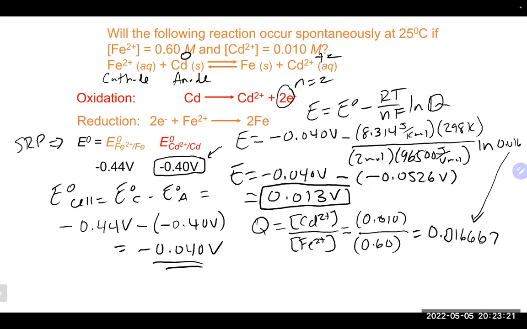Any questions on the Nernst equation? Yes. That is everything that's on the right-hand side here. So all that, I took the natural log of 0.01666 and then times it by 8.314 and times it by 298 and then divided it by 2 and divided it by 96,500. So basically everything to the right-hand side of the minus sign will get you that number.